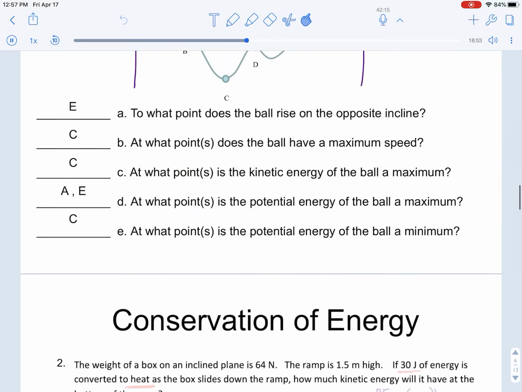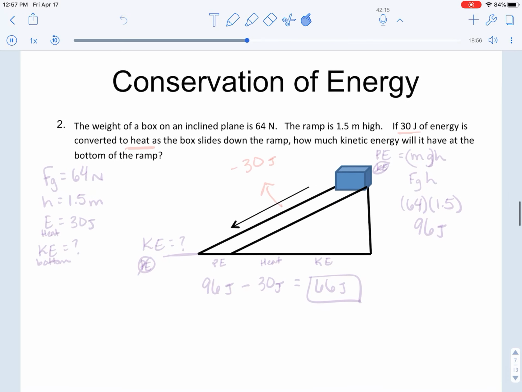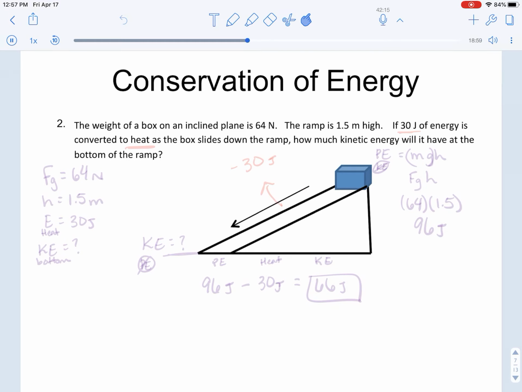All right, moving on to the next math question. Here it says that we have a box, and that box has a weight of 64 newtons. Okay, the ramp is 1.5 meters high. If 30 joules of energy is converted to thermal energy, how much kinetic energy will it have at the bottom? So KE here is what it's asking for.